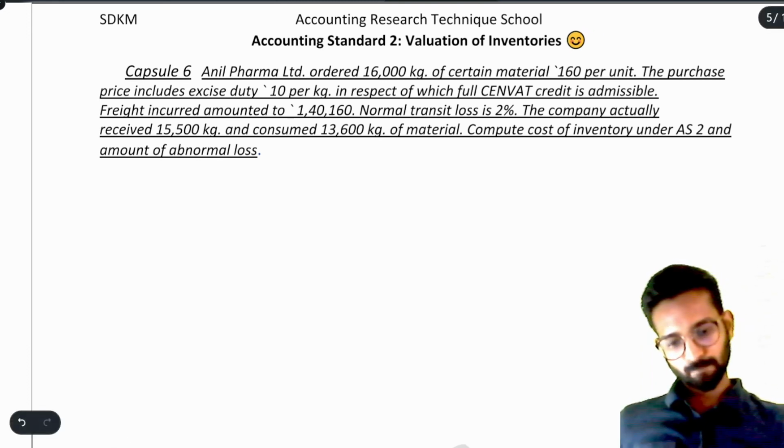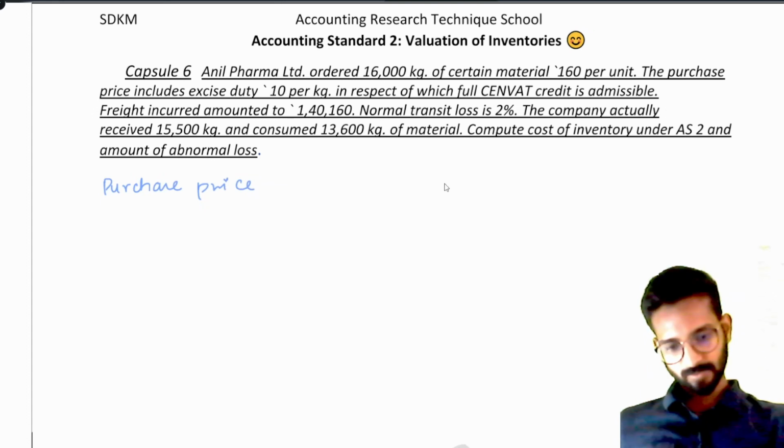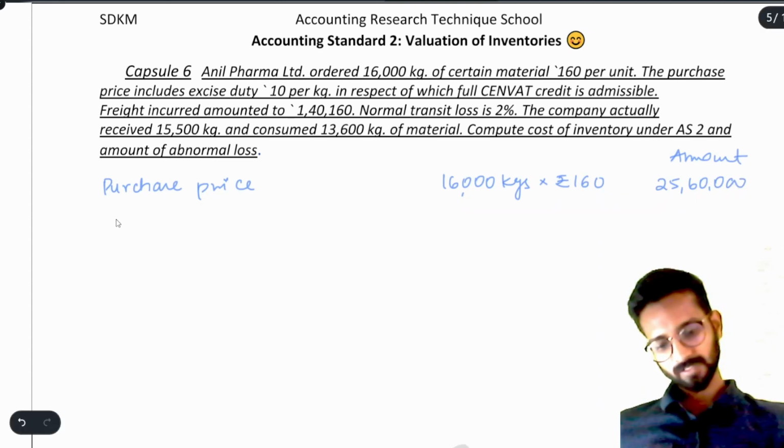Our purchase prices, how much? 16,000 kgs multiplied by rupees 160. It means how much is the final amount? 25 lakh 60,000. Okay. Then what we had to remove from this?